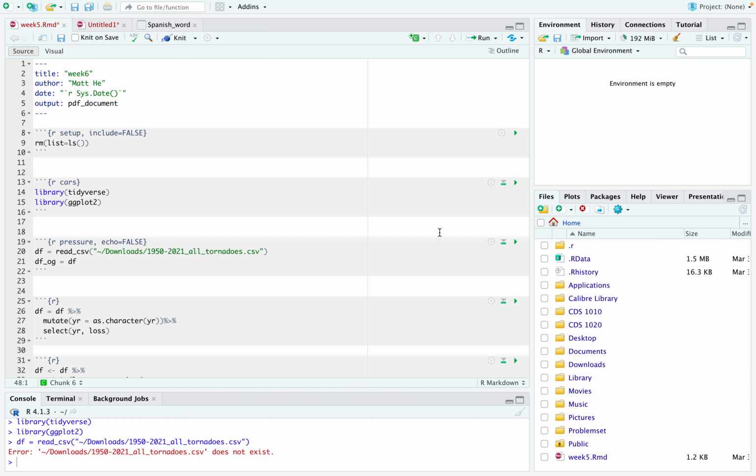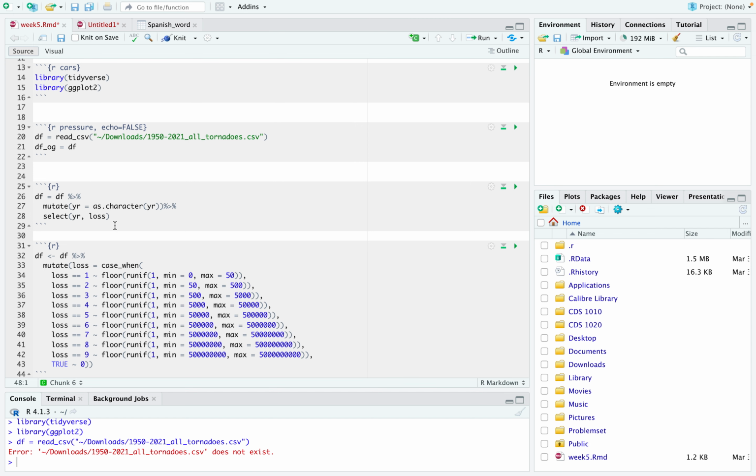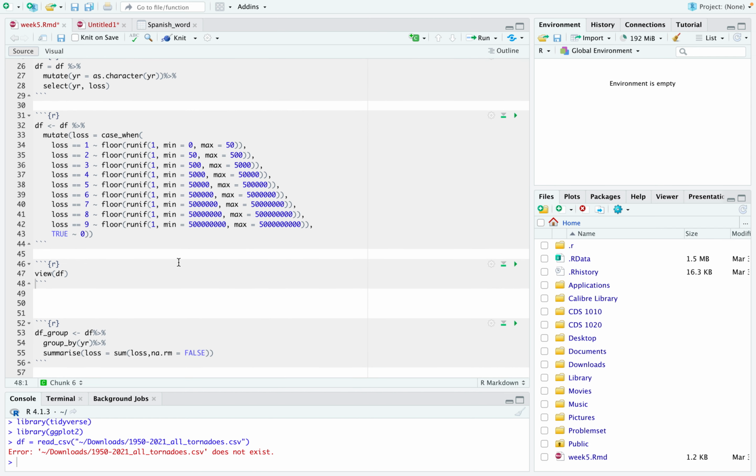First of all, I got the data, and I only chose the year and the loss. In the loss column, it's actually scaled. If it's 1, the loss is between 0 and 50, so what I did is choose a random number between 0 and 50. If it's a 2, I choose a number between 50 and 500. Eventually I changed all of these loss values into randomly generated numbers.